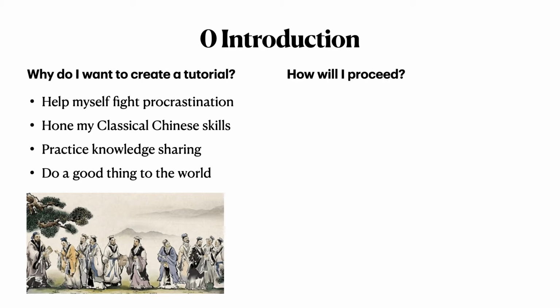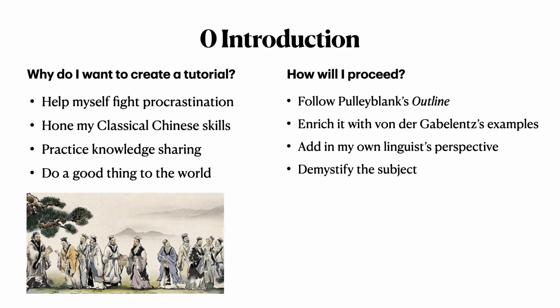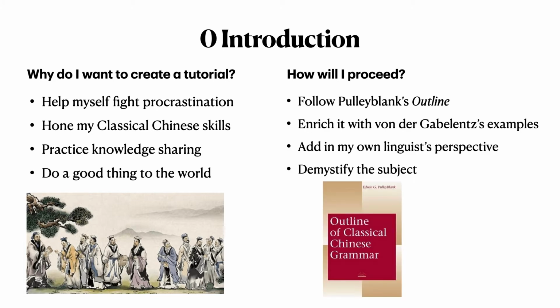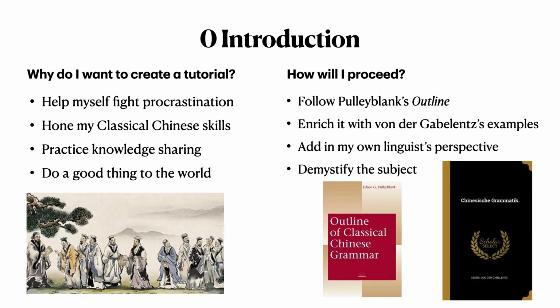So how will I proceed in my learning of classical Chinese? I will mainly follow the outline of classical Chinese grammar. But since the book has its own limits, I will enrich it with stuff from another textbook, von der Gabelentz's Chinesische Grammatik. Of course, I will also add in my own linguist's perspective, but I hope to mainly demystify the subject and demonstrate that classical Chinese is really just another human language.